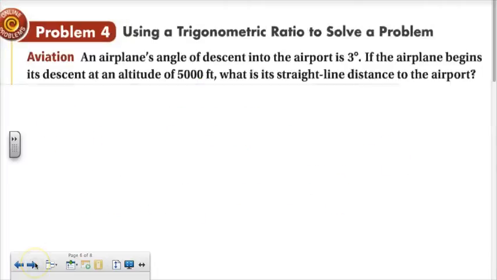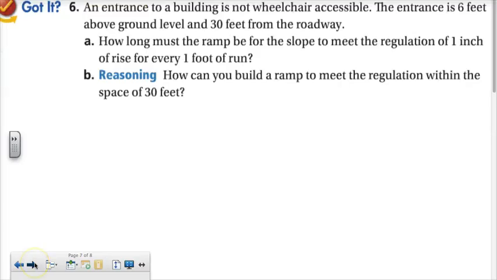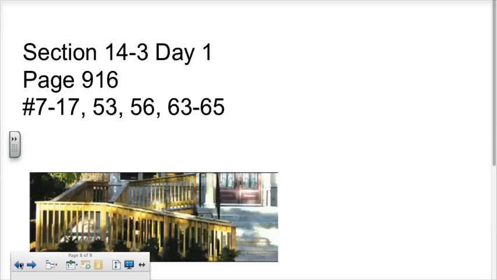The homework will use the concepts that I have just gone through. And there it is, section 14.3, day 1, on page 916, getting pretty far in the book back there. Numbers 7 through 17, 53, 56, and 63 to 65. So please complete that by next Tuesday, which will be Tuesday the 24th.